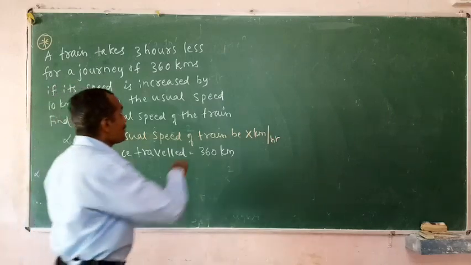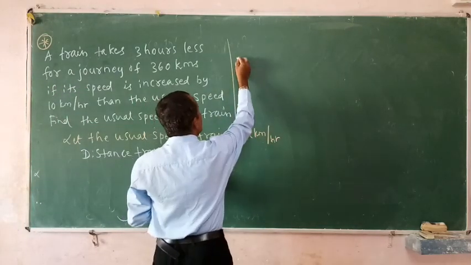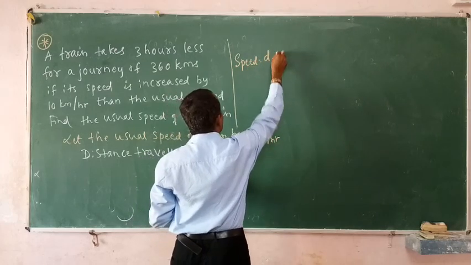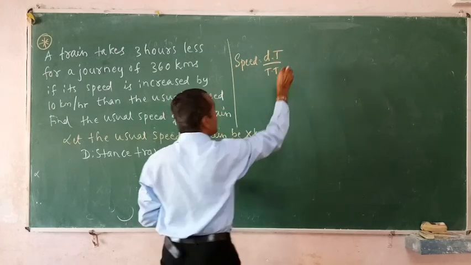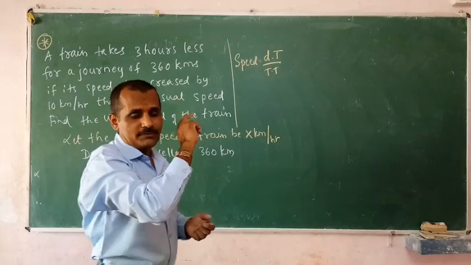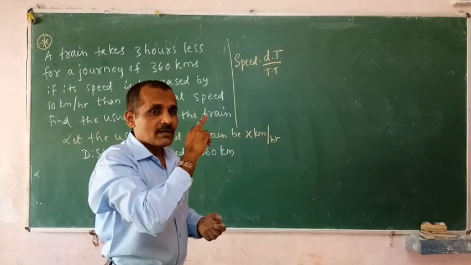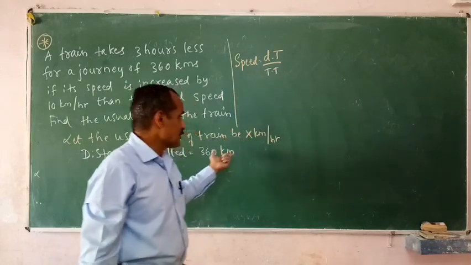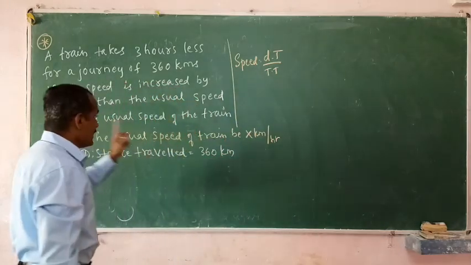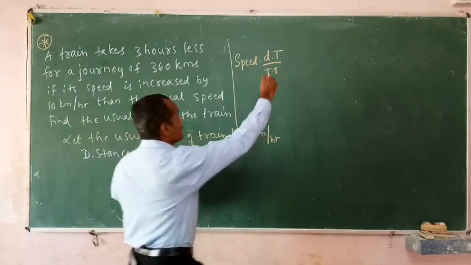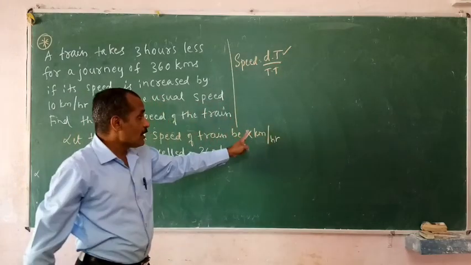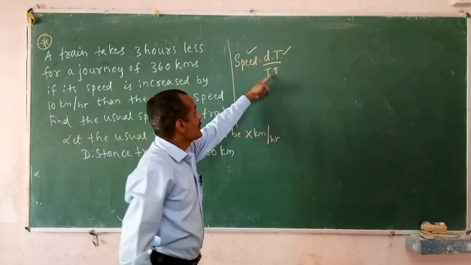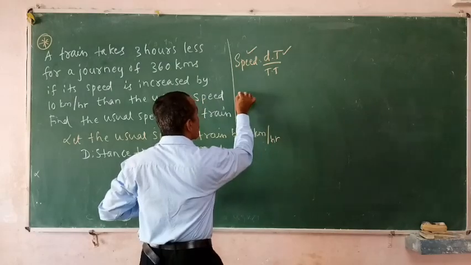My dear children, you have a formula: speed is equal to distance traveled divided by time taken. This is a popular formula. We have used it in linear equations in two variables also, to solve the problems of boats. Here also I am using it. Now, see, distance traveled is known to me. Speed I have assumed as x kilometers per hour. I want to find the time taken. So I will cross multiply this formula.